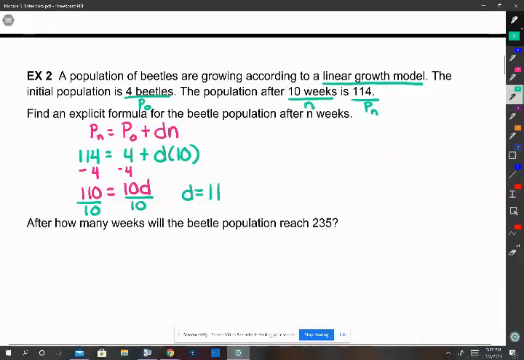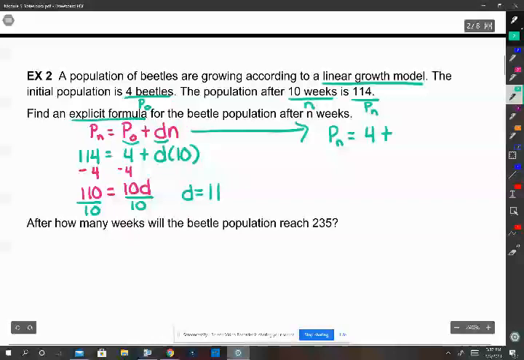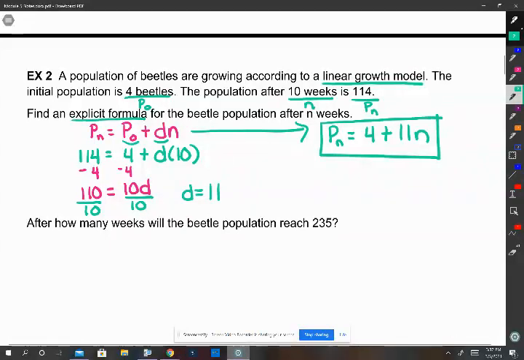But the problem here is that it's asking for the explicit formula, so we're not quite done yet. We want to plug these values in for D and P sub 0 and get an explicit formula. So we're going to write P sub N, because it always stays P sub N, equals P sub 0, which was 4, plus our D, which is 11, times N, and N stays N. So this would be what they're looking for as our explicit equation or explicit formula.